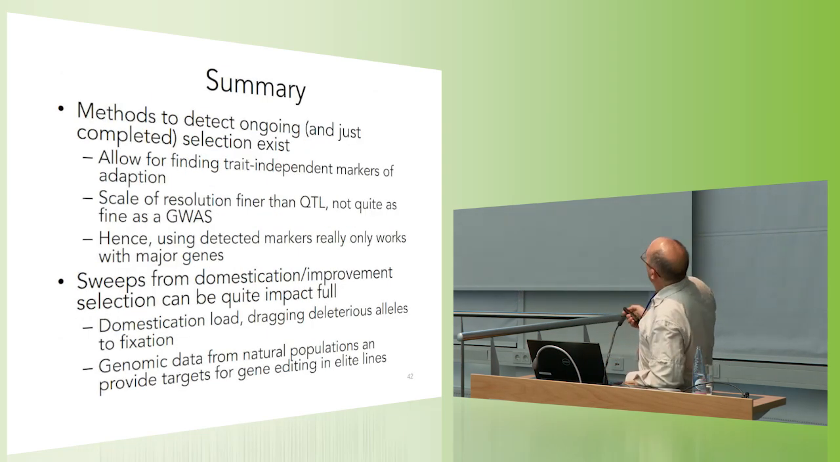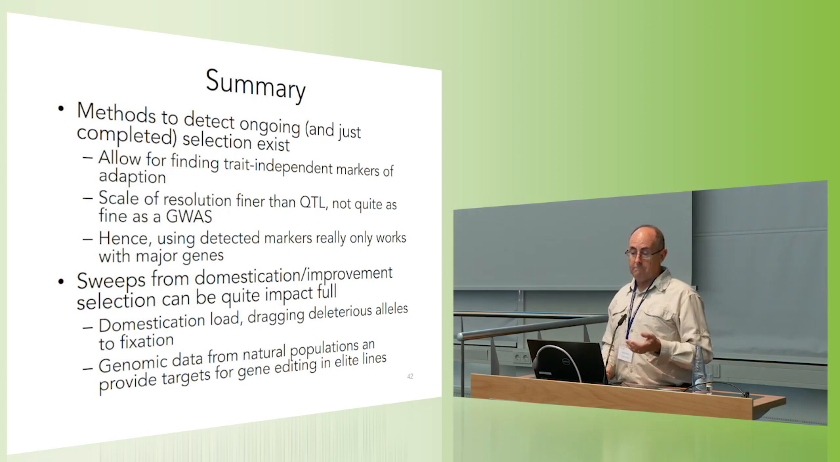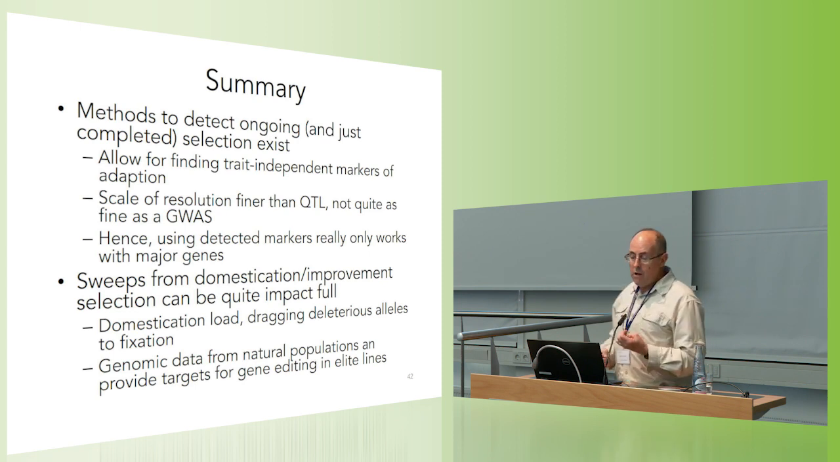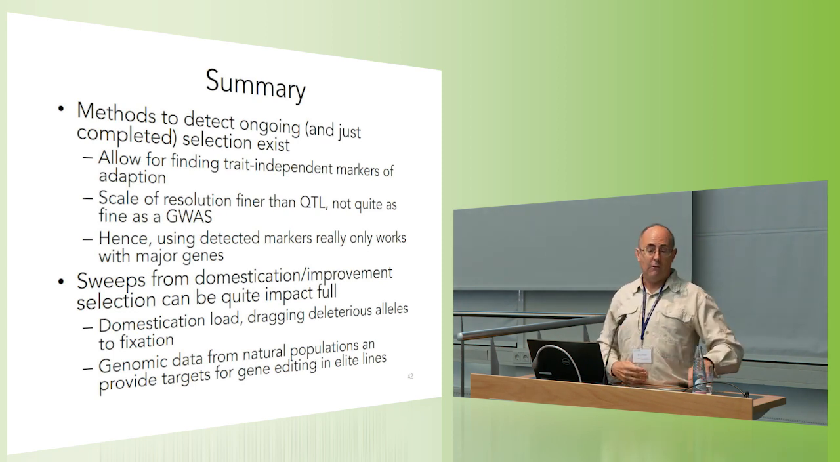So in summary, methods to detect ongoing and just completed selection exist. They allow you to find trait-independent markers for adaptation. The level of resolution is finer than QTL and roughly on the order of a GWAS. So using detected markers really only works with major genes. Now the flip side for natural variation is sweeps from domestication improvement can be quite impactful. This is the domestication load dragging deleterious linked alleles to fixation. We can use genomic data from natural populations to edit those.